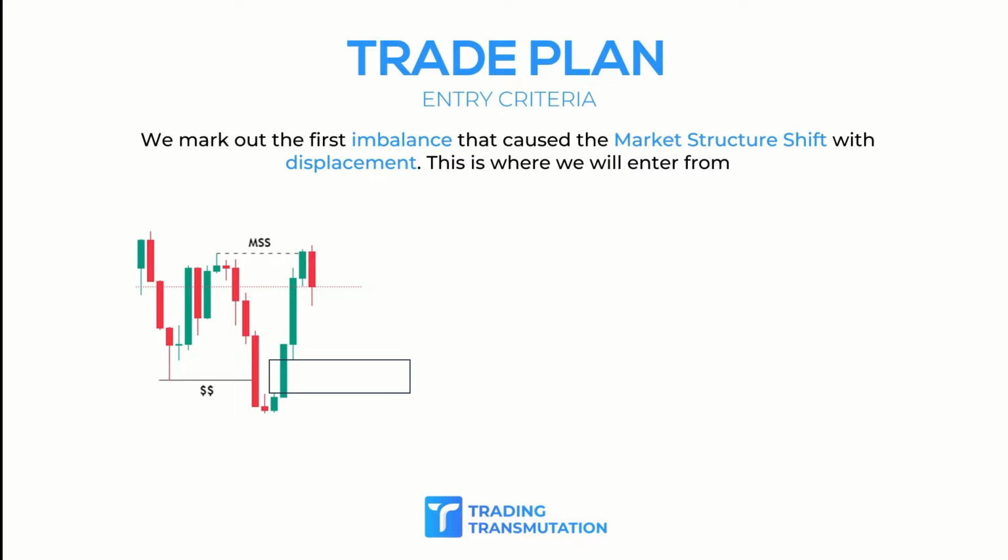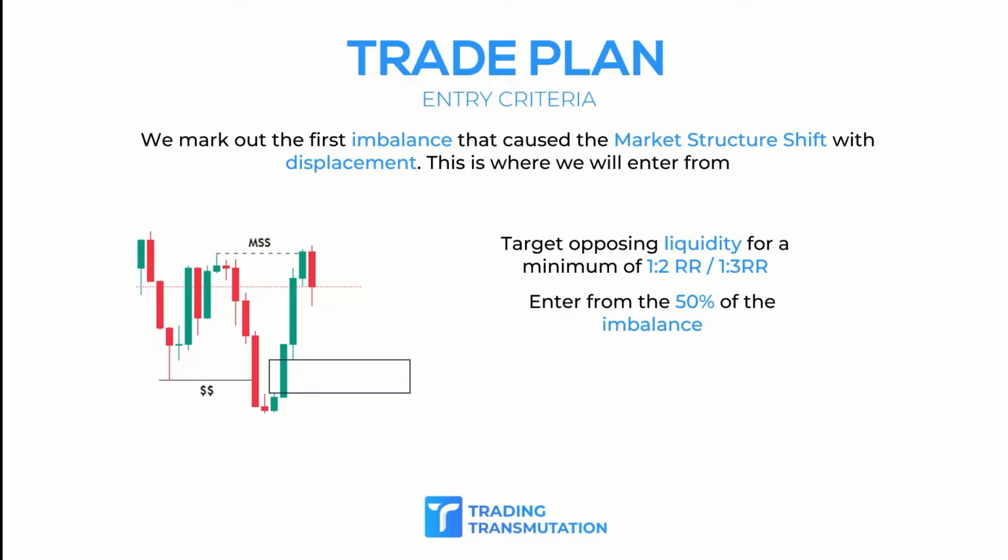Now, from here on out is very, very simple, okay? We want to target opposing liquidity for a minimum of 1 to 2 RR. Again, opposing liquidity could be equal highs, equal lows, previous session high. It could be anything. Just opposing liquidity, as simple as that. Even opposing order blocks or opposing imbalance. Then you want to enter from the 50% of the imbalance.